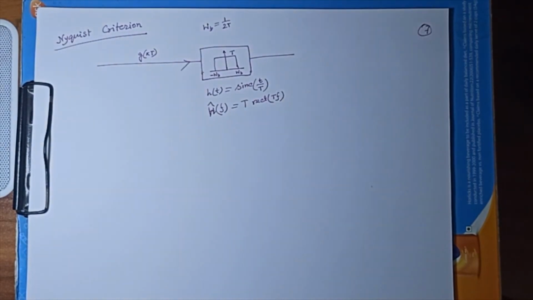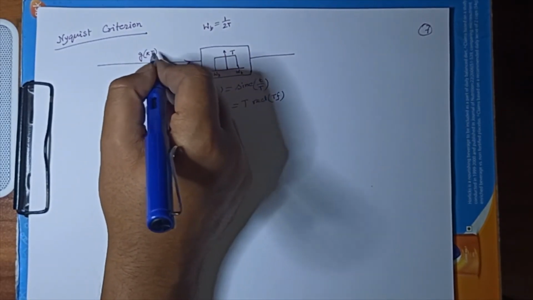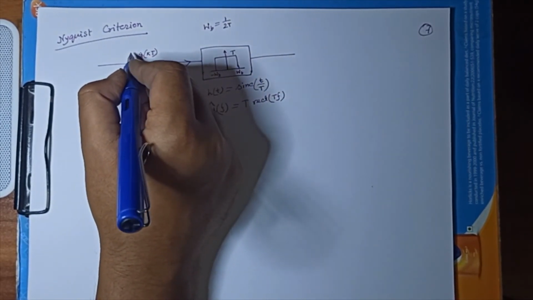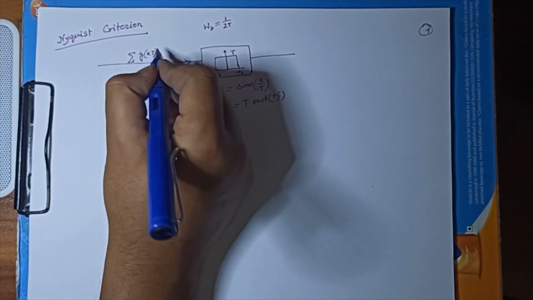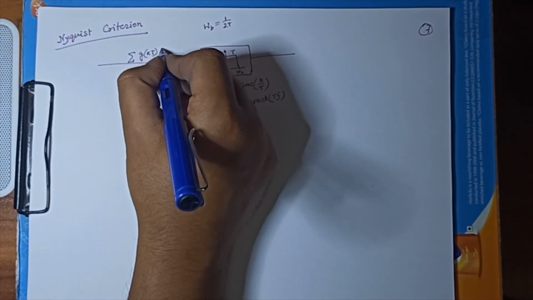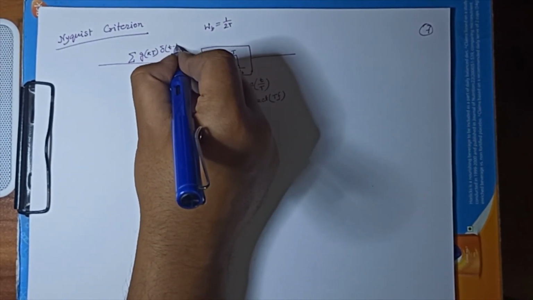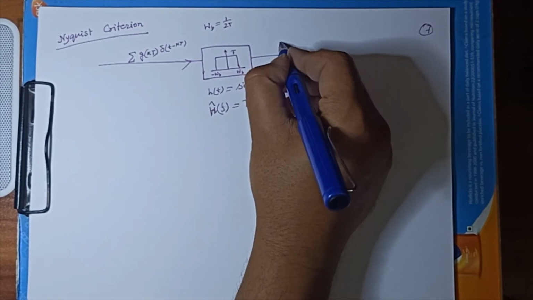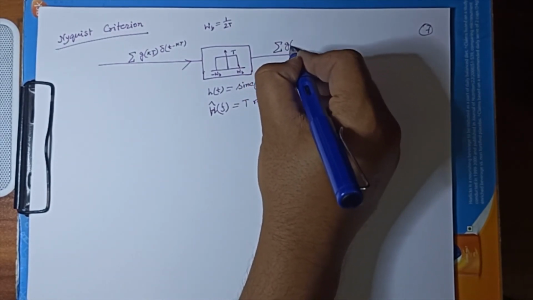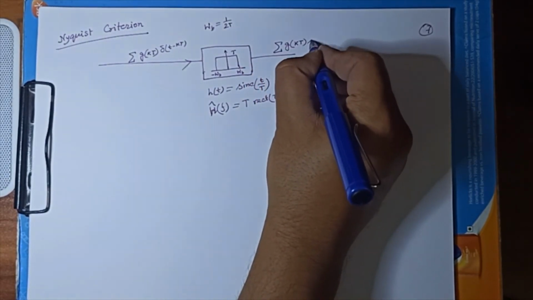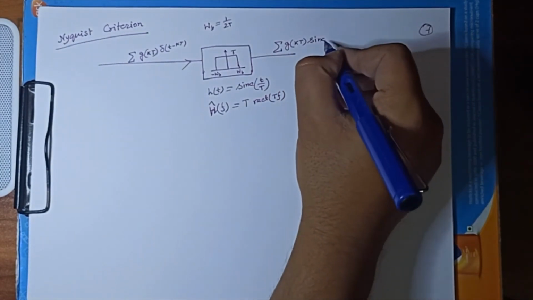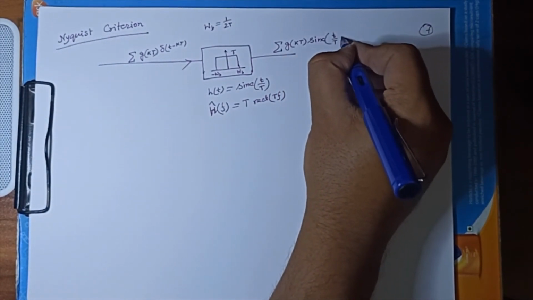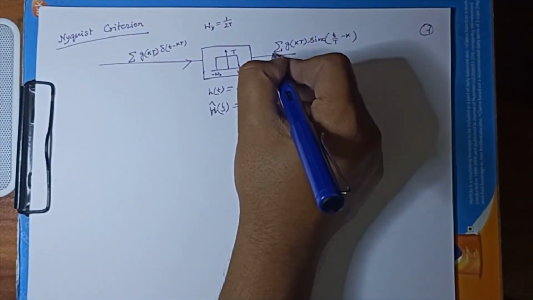Okay, so what will be the output? The impulse train is coming, so I can write this as sum of g(kT) into delta(t minus kT). This is what is coming. So the output will obviously be sum of g(kT) sinc(t by T minus k). This is what is output.